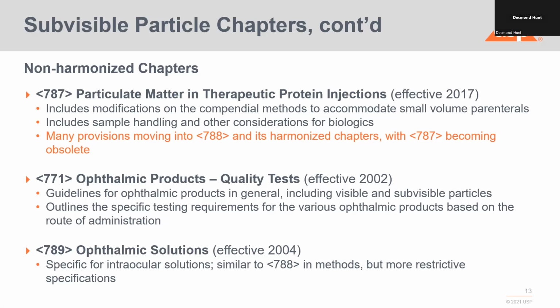And so one of the things that we did is the language that's used in 771 is intraocular solutions. And so with the revision of 789, we made sure that that language was included in 789 so that when people are looking at both of the chapters, it actually made sense and they didn't have to figure out what we were trying to say when we meant ophthalmic solutions or ophthalmic injections in one chapter, and in another chapter we would say intraocular solutions. Again, the test methods are similar to 788. The one big difference is that the specifications outlined in the chapter are way more restrictive.